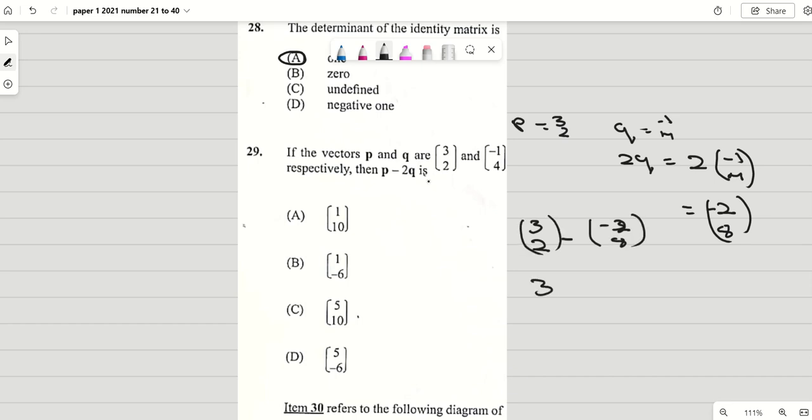So this would be 3 minus minus 2 and 2 minus 8. This is 3 plus 2, that is 5. And then 2 minus 8 is minus 6. So the answer would be D.